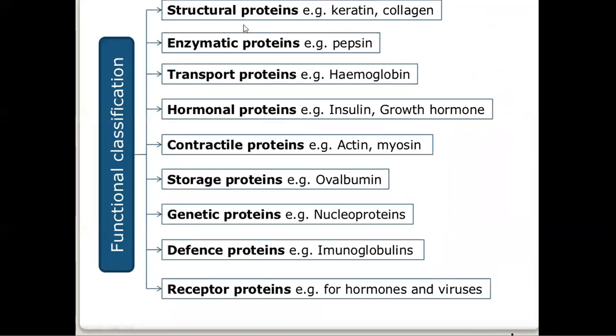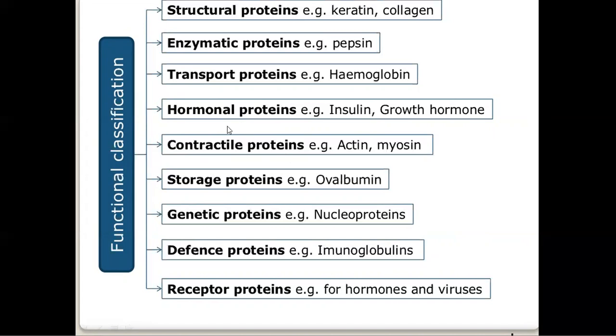These structural proteins are fibrous and stringy in nature, giving mechanical support, and are the most abundant in nature. The second one is enzymatic proteins, which catalyze enzymatic reactions, for example pepsin. Transport proteins are useful for transportation, for example hemoglobin, which transports oxygen. Hormonal proteins are useful for producing hormones, such as insulin and growth hormones.